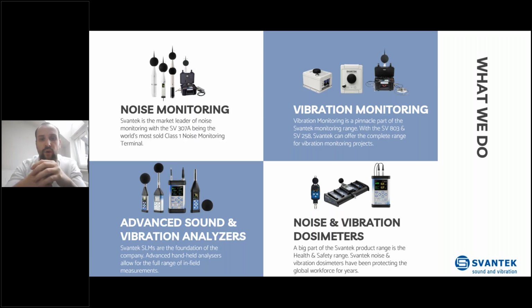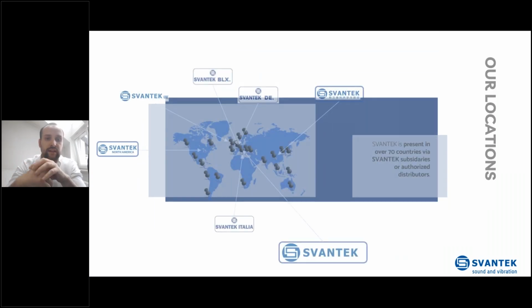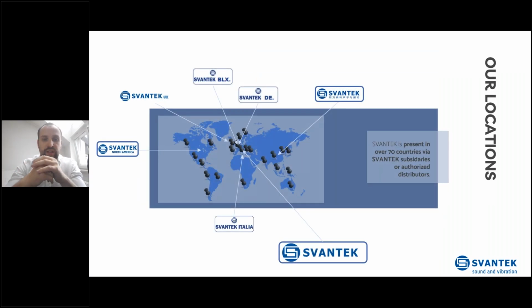So those are the four major segments that we have within this company. And in order to be able to grow this company and keep on innovating, we had to go global. Today, Svantek is represented in over 70 countries worldwide, with partners and subsidiaries spread out around the world.